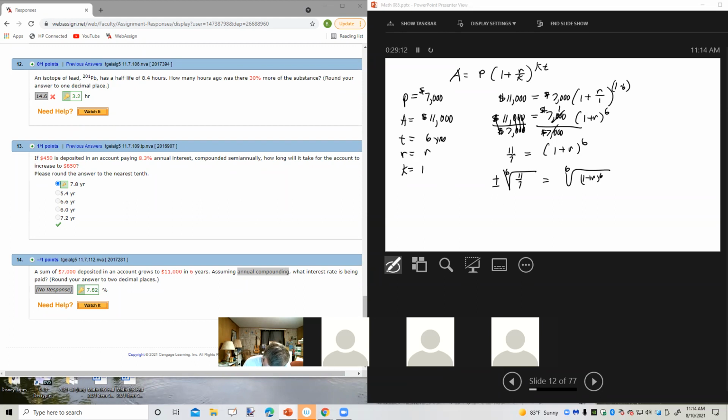So when I've got plus or minus the 6th root of 11 over 7 equals 1 plus R. Subtracting 1 from both sides, I get the following. I get R equals -1 plus or minus the 6th root of 11/7. Okay, you still with me?